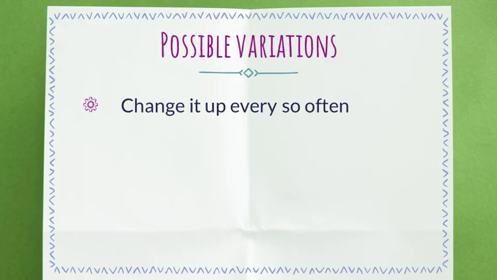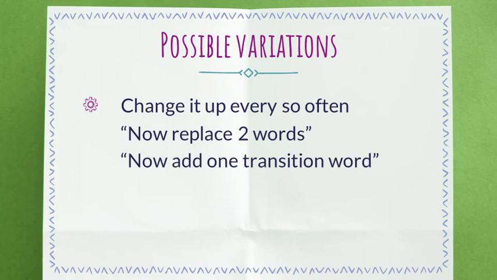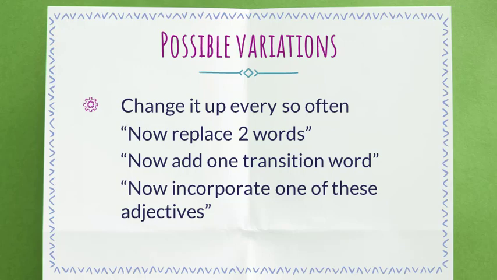Another possible variation has to do with changing up the turns, what happens with each turn, so that it's not always adding a sentence, adding a sentence, adding a sentence, because some students may get tired of doing the same thing over and over again. After adding a few sentences, tell them, for example, now replace 2 words. So the students have to reread the whole story, replace 2 words using synonyms, for example. Another turn, now add 1 transition word. Another turn, now incorporate one of these adjectives, and you give them a list and they have to figure out where to add them.